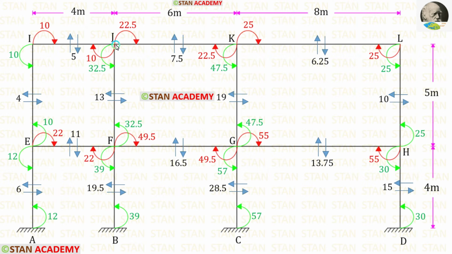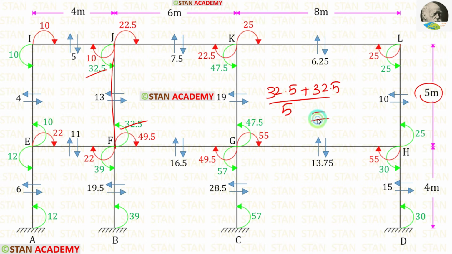Now let us find the shear force for the member JF. For that, we have to add these two moments, so 32.5 plus 32.5. Then we have to divide by the length 5. When we do that, we will get 13.